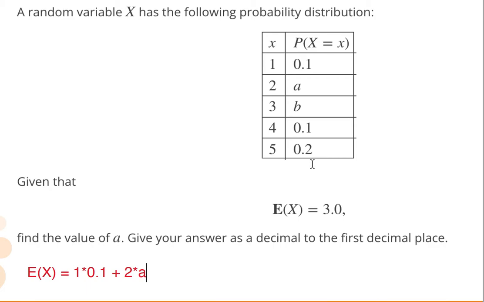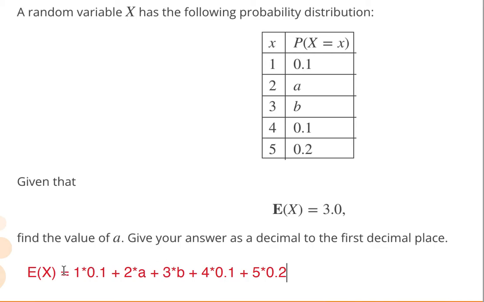Yeah, here we'll have to do something else. I think I know what else we have to do. So let's finish out the expected value. 3 is a possibility, and b is its probability. 4 is a possibility, and 0.1 is its probability. 5 is a possibility, and 0.2 is its probability. So that's the formula for the expected value.